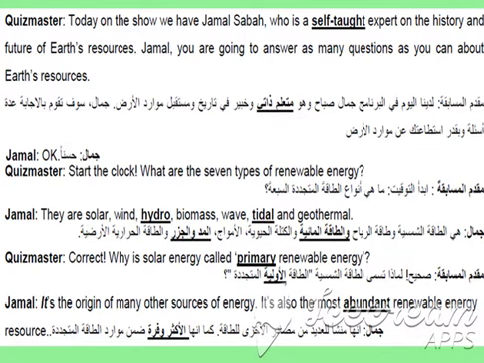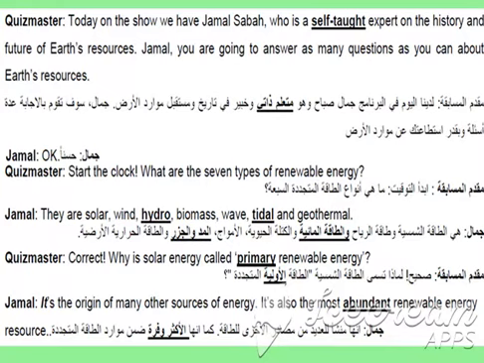Today on the show, we have Jamal Sabah, who is a self-taught expert on the history and future of Earth's resources. Jamal, you are going to answer as many questions as you can about Earth's resources. Okay. Start the clock. What are the 7 types of renewable energy? They are solar, wind, hydro, biomass, wave, tidal, and geothermal. Correct. Why is solar energy called primary renewable energy? It's the origin of many other sources of energy. It's also the most abundant renewable energy resource.